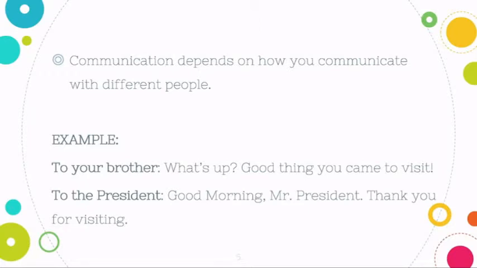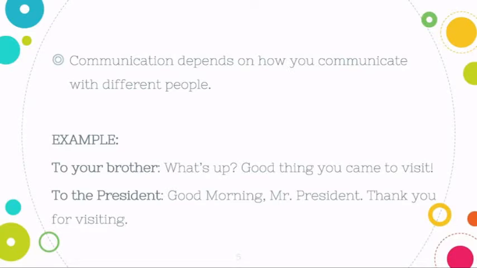That's why I made mention a while ago about our kind of relationship with the person that we are conversing with. Here's an example. To your brother, sibling, to your sister, or maybe to your friend, when they visit you, you can just casually say, "What's up? Good thing you came to visit." But to the president of the company, to the president of the school, probably, "Good morning, Mr. President. Thank you for visiting." It's very obvious that the second one is definitely on a formal tone compared to the first one. The first one is very casual.